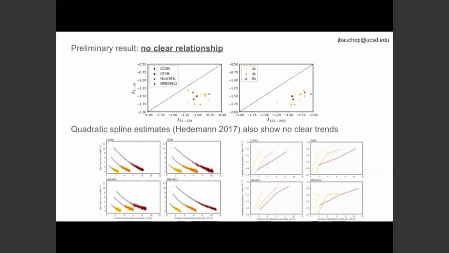So this is preliminary work, and the next steps will be to look into the actual patterns of temperature response and how they evolve. And it would also be great if people could get in touch if they have similar runs from other models available to us. And I put Jack's email address up here in case you want to get in touch.